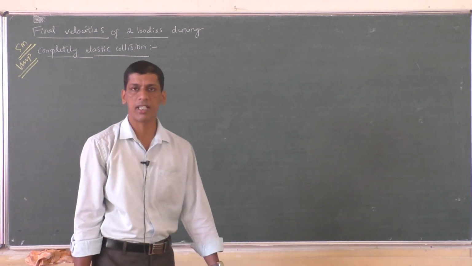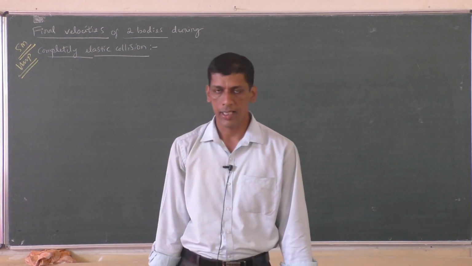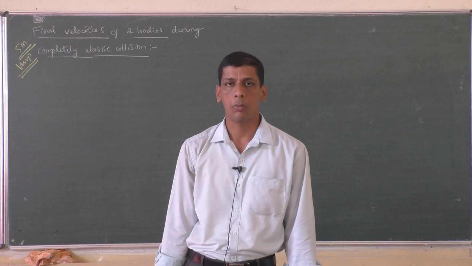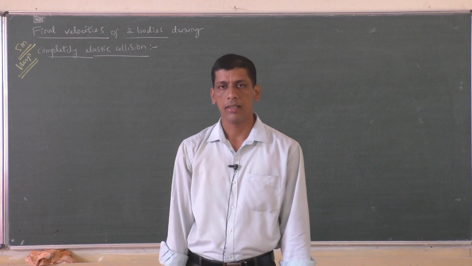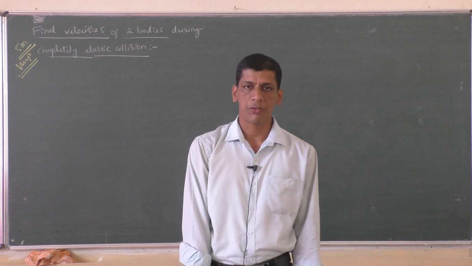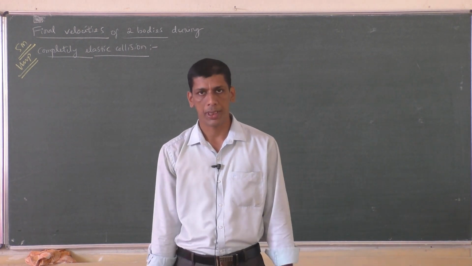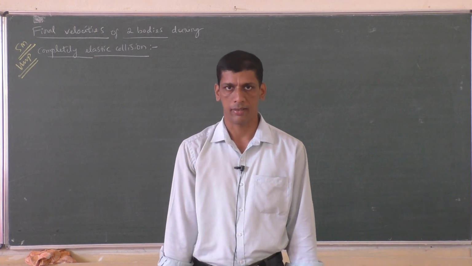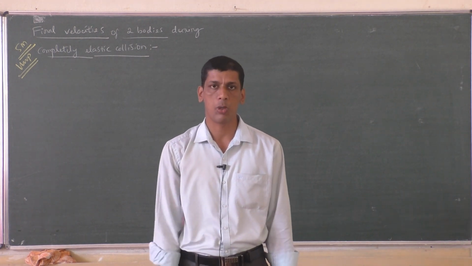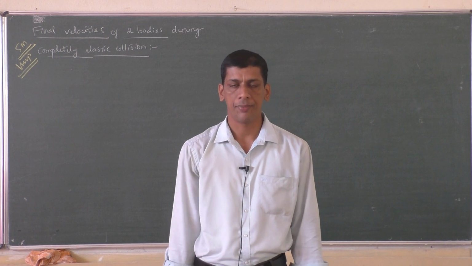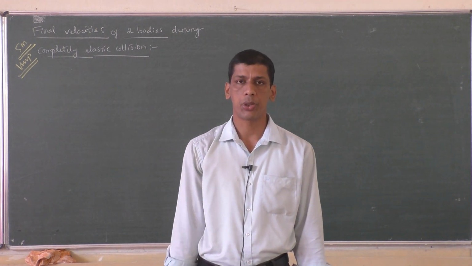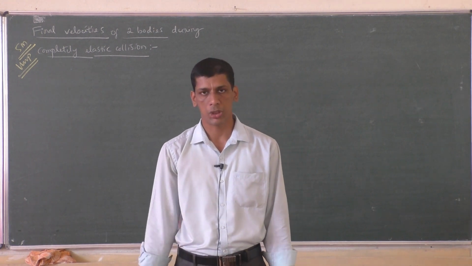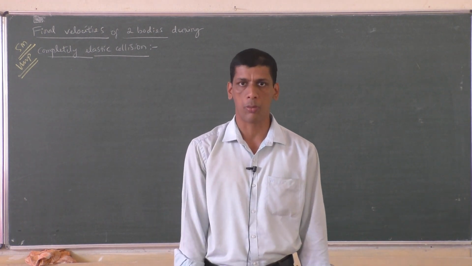What is the meaning of elastic collision? Elastic collision is a collision in which both momentum and kinetic energy are conserved. The total momentum before the collision of two bodies should be equal to the total momentum after the collision of the two bodies. That condition should be obeyed. And the second condition is that the total kinetic energy before the collision of two bodies should be equal to the total kinetic energy after the collision. That condition should also be obeyed.